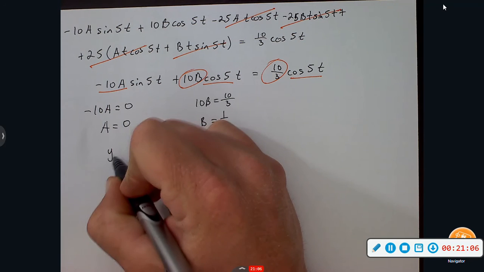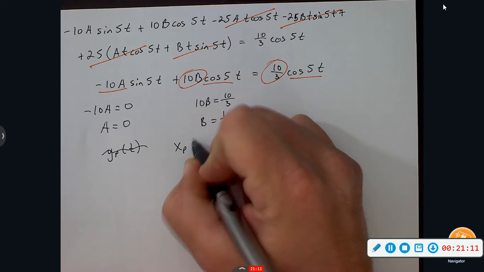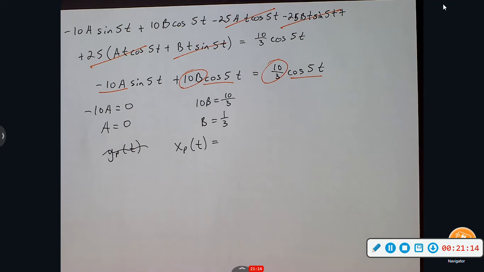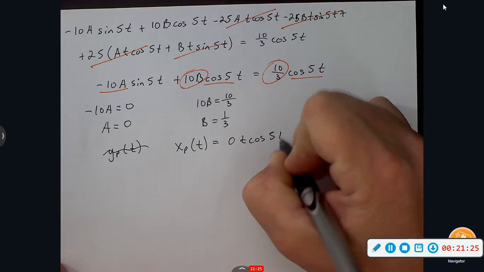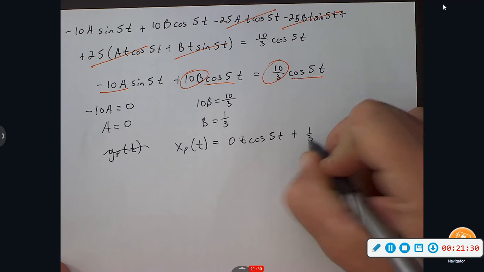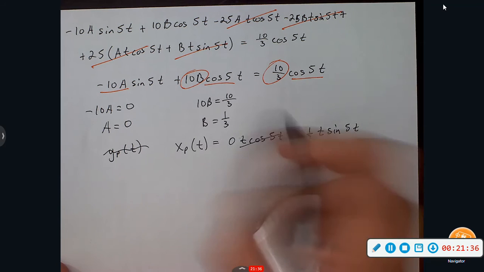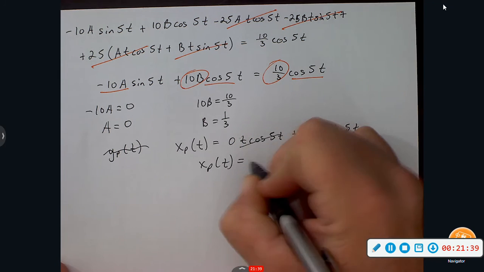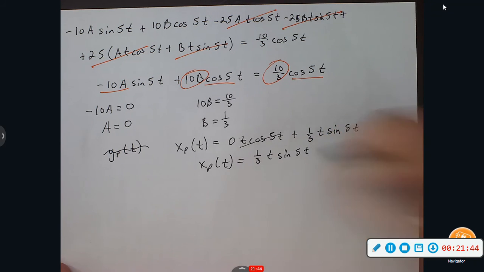So we needed to define yp of t. That was the goal. And again, it's not yp of t this time. It's xp of t. If you'd like to define as yp of t, go for it. Xp of t, at cosine 5t. A is 0. 0t cosine 5t plus bt sine 5t. 1/3 t sine 5t. Gone. Xp of t, we worked so hard for a simple 1/3 t sine 5t, or t over 3.